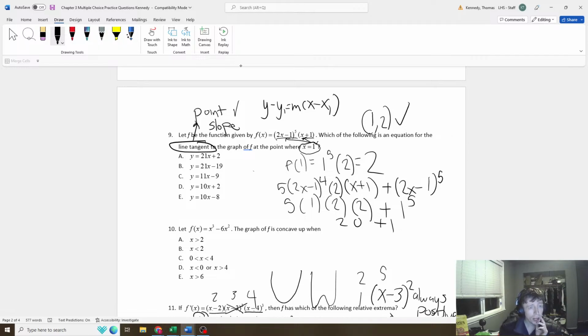So I know my slope is 21, so immediately yoink. And I know that my point is 1, comma 2. So I'm going to get y minus 2 equals 21 times x minus 1. And if you distribute the 21 here and then add 2 to both sides, pretty clearly you get this one right.